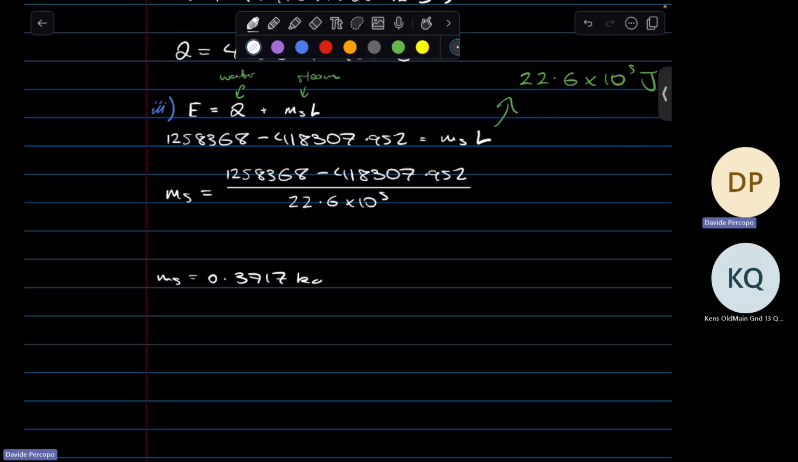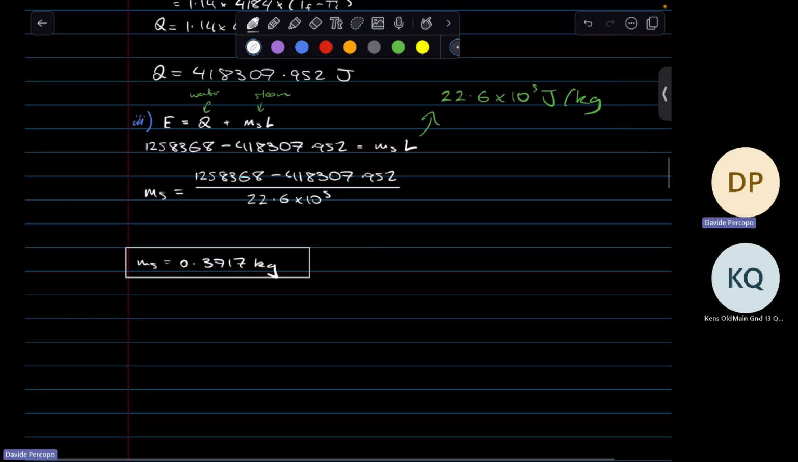Nice. Okay, kilograms. That's the mass of water turned into steam. Now make a box. Good. Any questions? No. L is just a constant in your formula sheet. It's called L, the latent heat of vaporization. That's the full name.